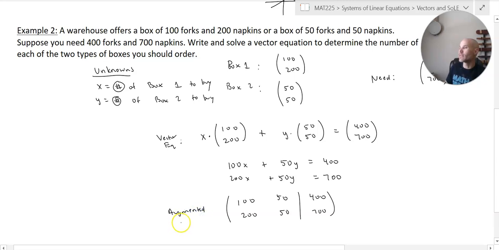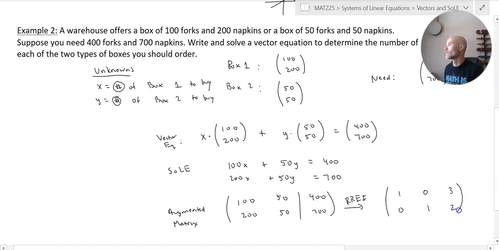Remember, augmented means to enlarge, and it's enlarged by the constants. That's why we call this the augmented matrix. And this is the system of linear equations right here. And now we can produce a reduced row echelon form, the reduction here. And so when we do this using technology, we should get 1, 0, 3, and 0, 1, 2, I believe. Yes, that should work out.